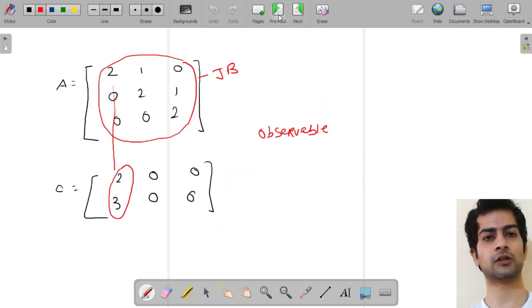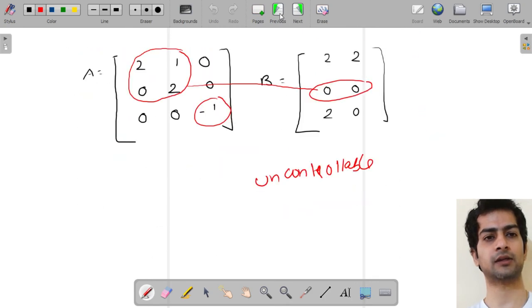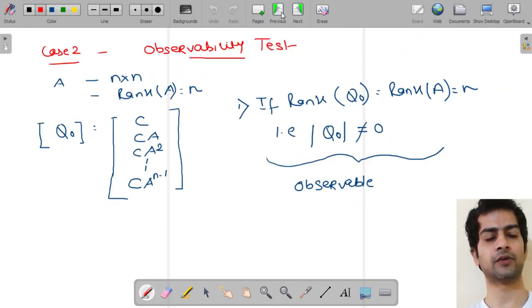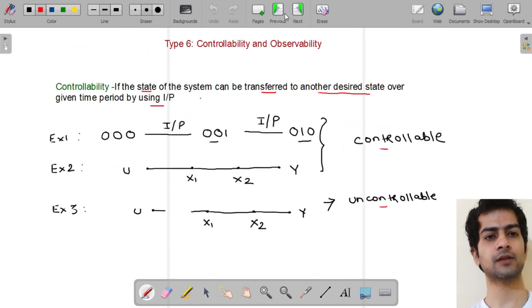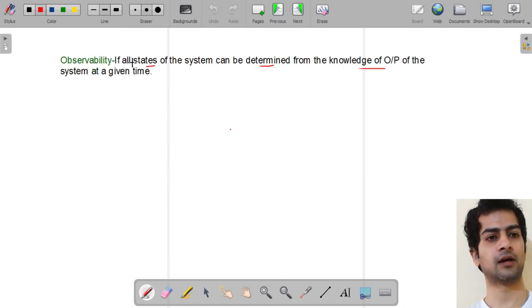So this is all about controllability and observability. Here we can recap it. First of all, I told you the definition of controllability. That is, if state variables are controlled by input, then it is said to be a controllable system. And then I defined the observability. Here I told you that if we are able to observe all states of the system through output, then it is said to be observable.